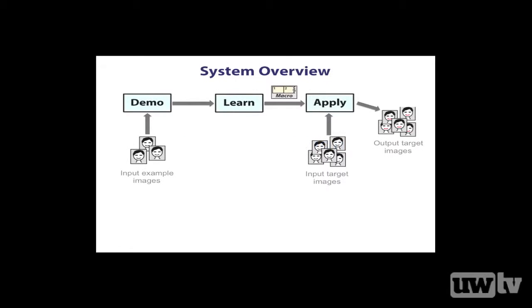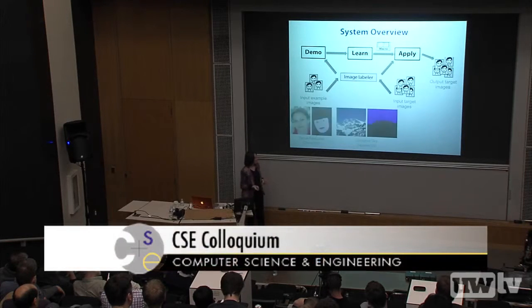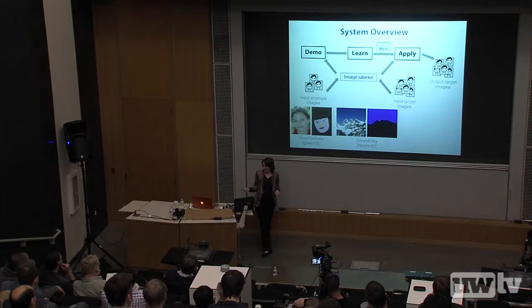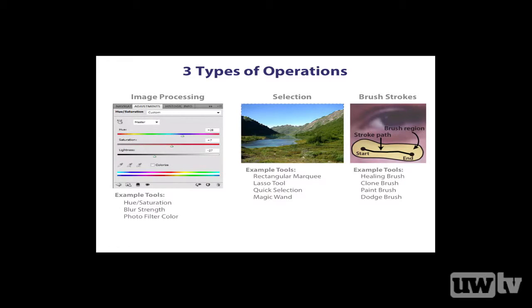So let me now tell you how this actually works. We first record a macro demonstration, learn the spatial and operational parameters, and then apply the learned macro to new images. To learn the parameters, our system combines machine learning with image recognition. We use the same 2 labelers that we used before to recognize facial features, as well as the sky and the ground of an outdoor scene. And now we also add a 3rd labeler for skin detection.